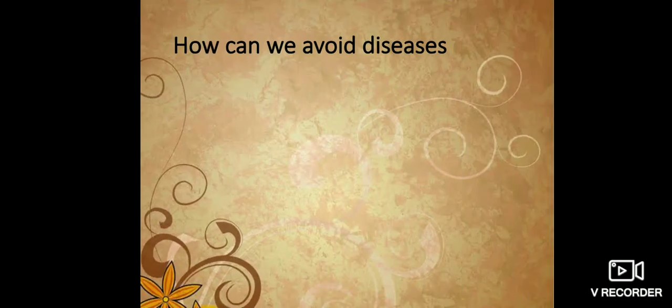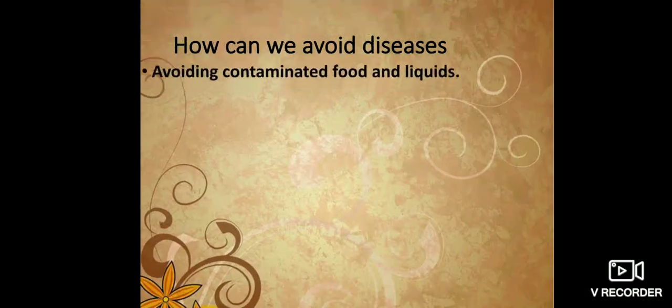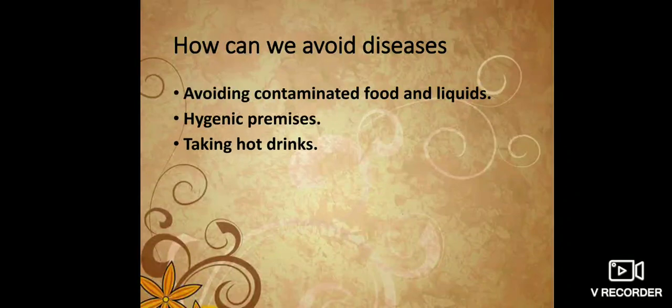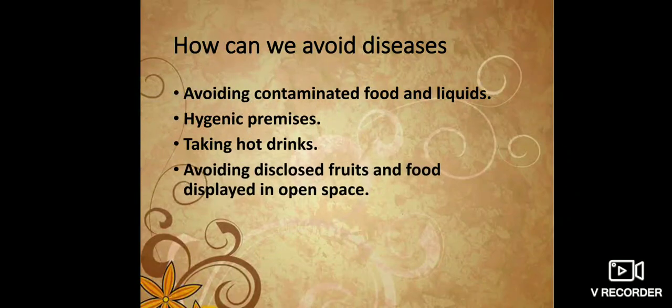How can we avoid diseases? So, dear children, we can avoid diseases by practicing these points: avoiding contaminated food and liquids, keeping hygienic premises, taking hot drinks, and also avoiding cut fruits and food displayed in open spaces. So these are the ways to avoid diseases.